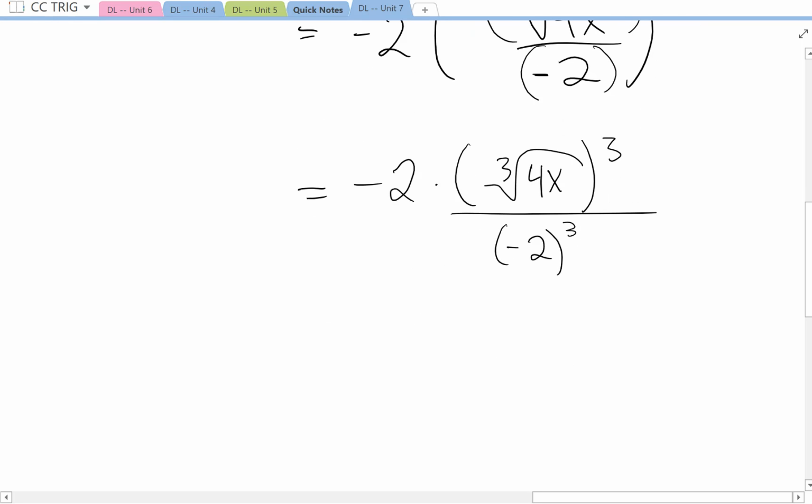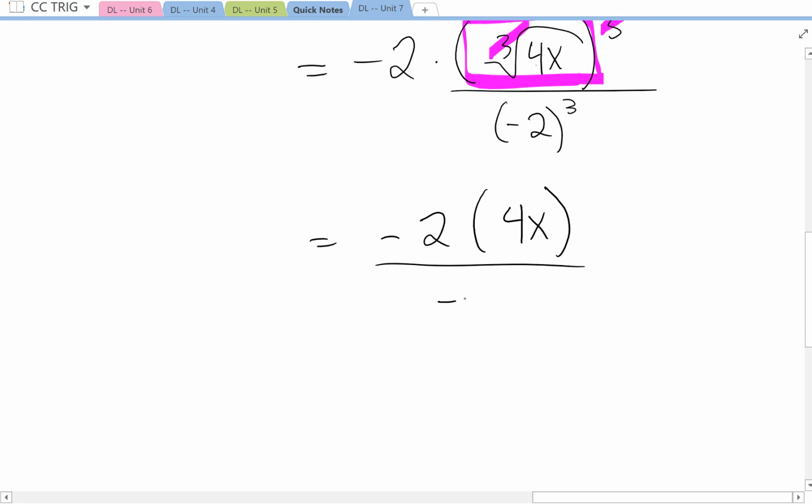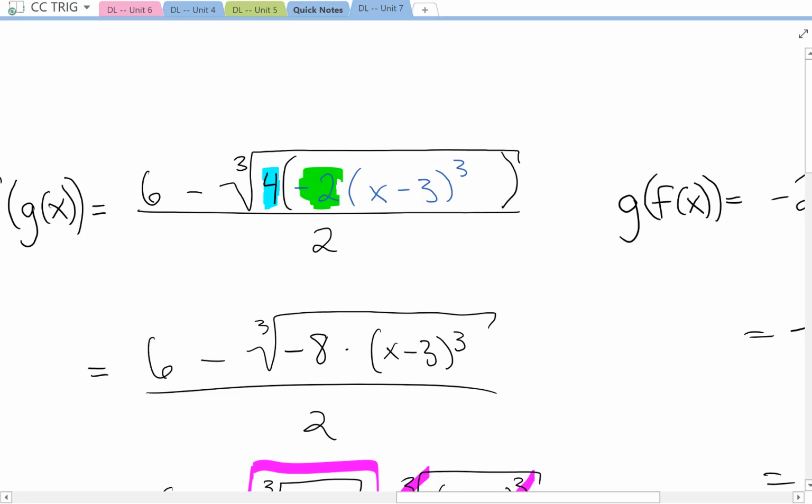Is everything inside of this parentheses under the cube root? Yes, it is. Now you can cross off the cubes. You have negative 2 times whatever was under here, 4x, over, what is negative 2 to the power of 3? That is negative 8. Negative 2 times 4x is negative 8x over negative 8. Negative 8 over negative 8 is 1, and you get x. So these are also inverse functions.